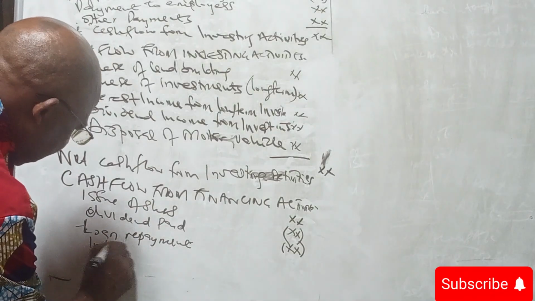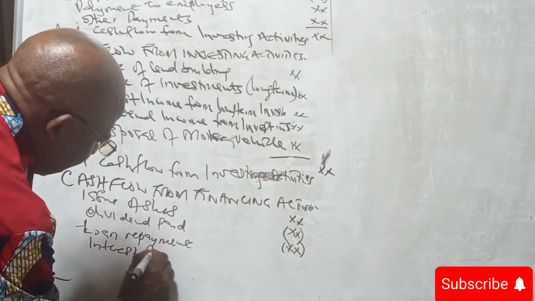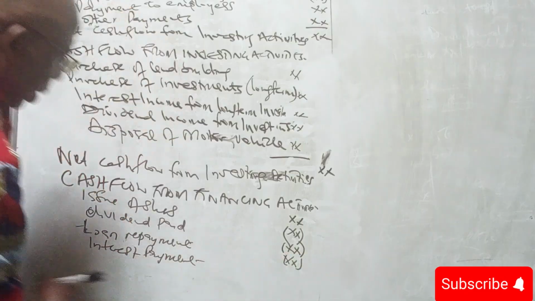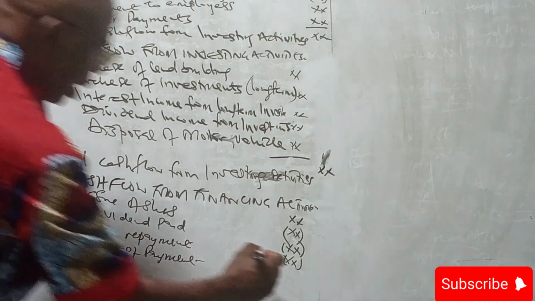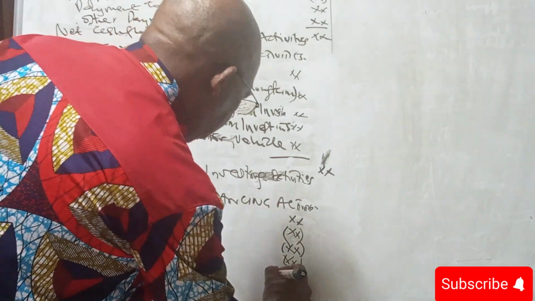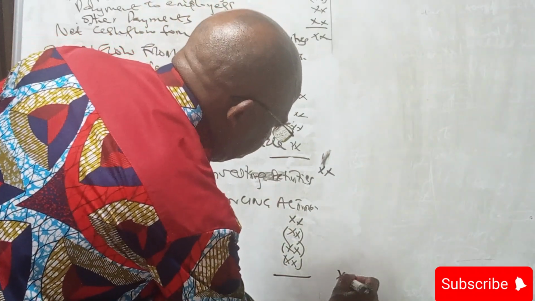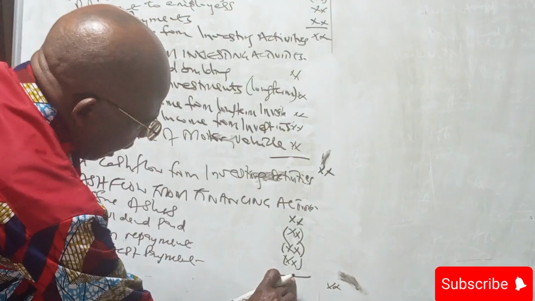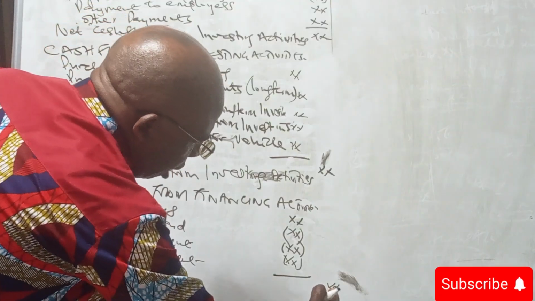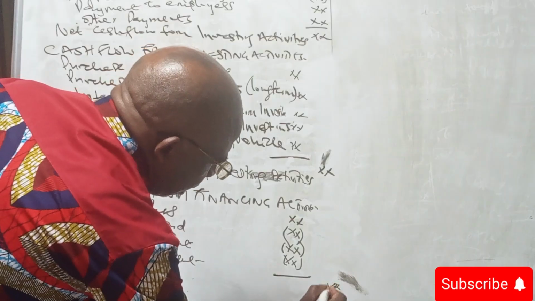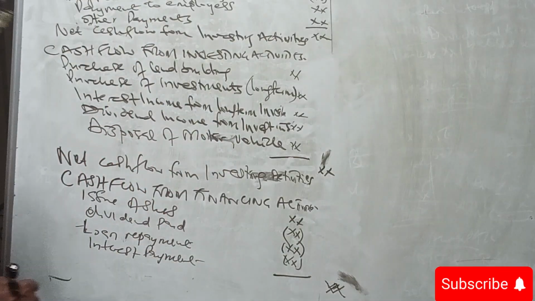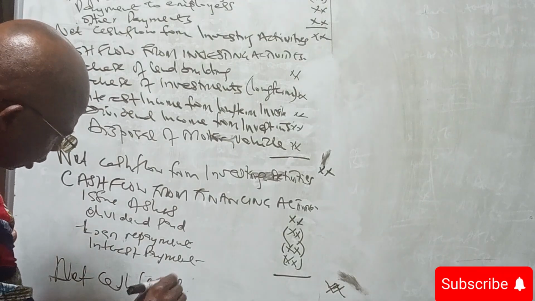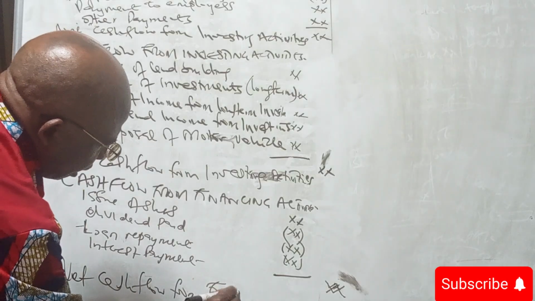We could even talk about interest. If we are very clear, interest payment. We could talk about interest payment if we are sure that this interest is related to this particular loan. Now, once you get that, you add them and you get the total there. Please mark my words. Below the line, alongside, we talk about net cash flow from financing activities.